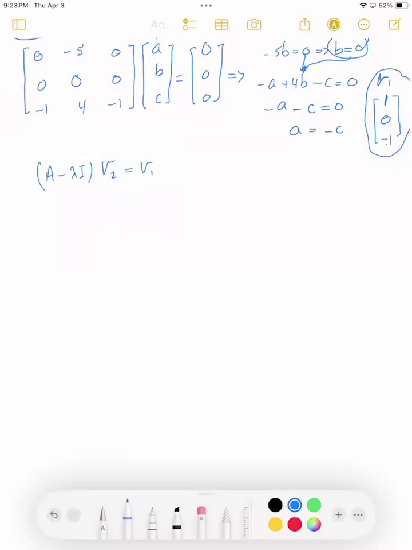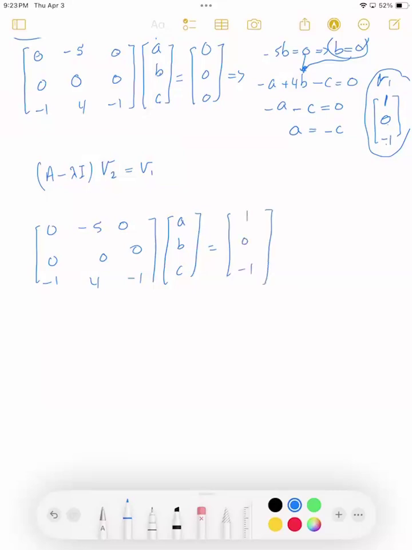So I have the matrix 0, negative 5, 0, 0, 0, 0, negative 1, 4, negative 1. I want to multiply it by vector ABC to find a vector that is going to be set equal to 1, 0, negative 1. So 0 times A, negative 5 times B, 0 times C is equal to 1. So I just get negative 5B is equal to 1. Divide by negative 5. That gives me B is minus 1/5, okay?